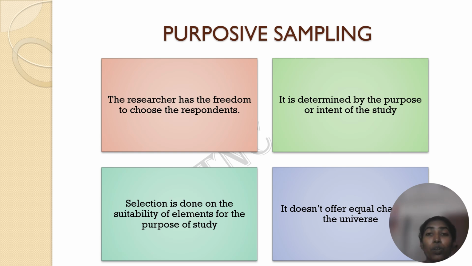What is your research intent to find out? Based on that, you have to select the respondents. You can have an inclusion criteria. So selection is done on the suitability of elements for the purpose of the study. Depending on the purpose of your study, you have to determine the respondents. You have to choose whoever you want based on the purpose. And as I said earlier, it doesn't offer any equal chance to the universe.